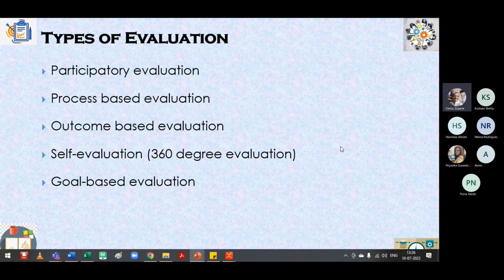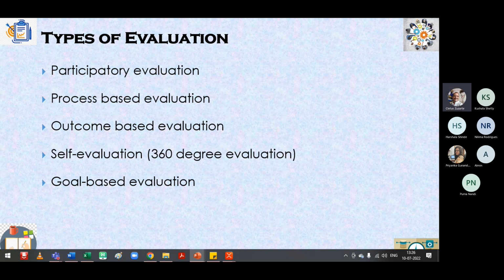Then you're looking at outcome-based evaluation, which we know as RBM, results-based management, which I taught you on log frame. So you're looking very clearly at measurable outcomes in the whole process of evaluation. So you have the outcome-based evaluation.